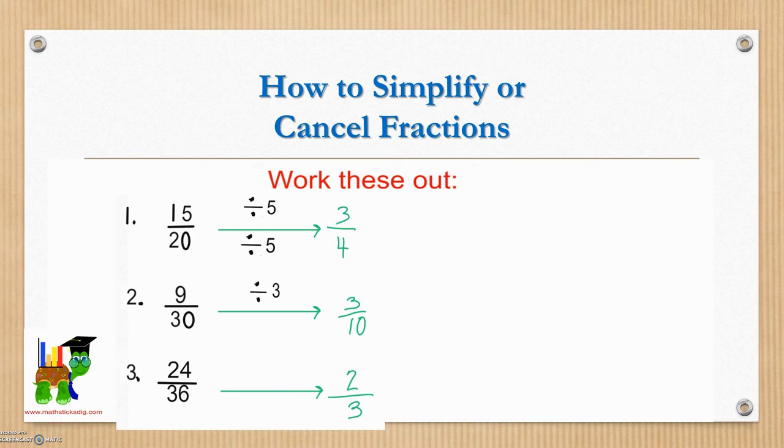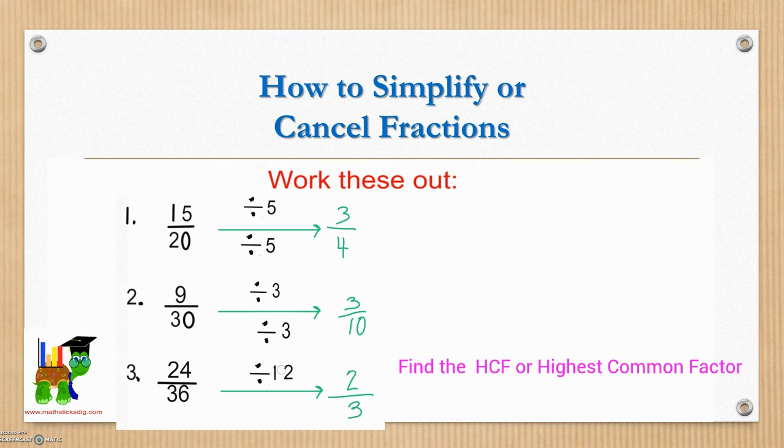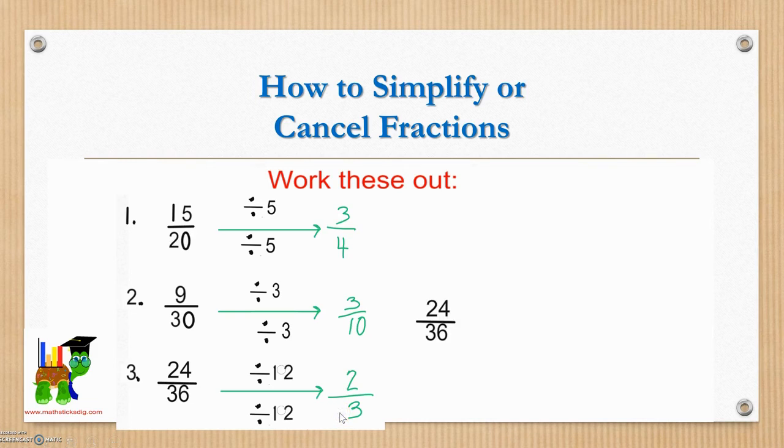So with 9/30, you can divide both by 3. So 3 goes into 9 3 times, and it goes into 30 10 times. Hence, you have 3/10. Now, 24/36 is a big fraction. That means you'll be expecting a bigger factor to divide it with as well. So with this one here, you can divide both by 12. So 24 divided by 12 gives you 2, and 36 divided by 12 gives you 3. So you have 2/3.